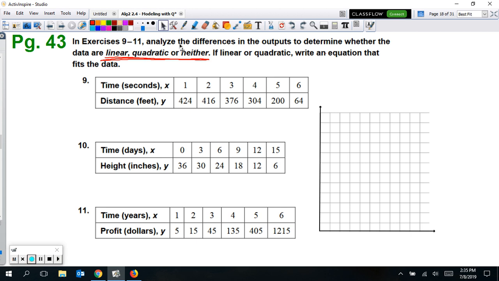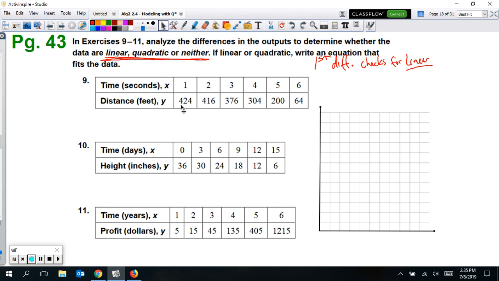So it says to analyze the differences. Well, the differences would be right here. There are differences in the y's. Obviously, the x's are all going to be the same difference. So this one's going up by 1s, this one's going up by 3s, this one's also going up by 1s. But the differences are always in the y's here. So you want to look at the differences of the y's.